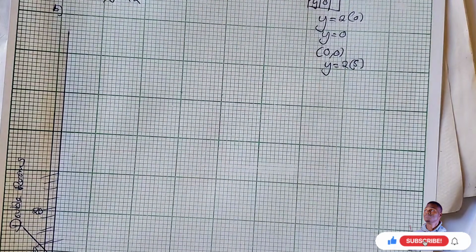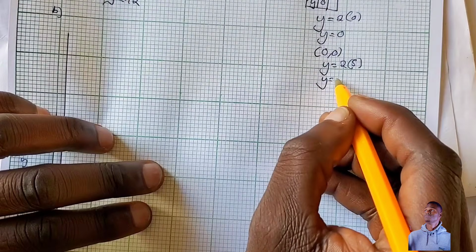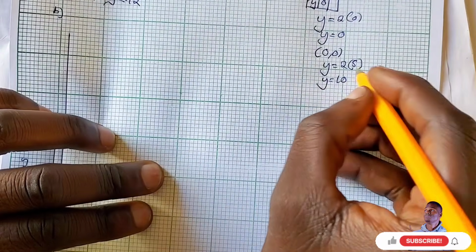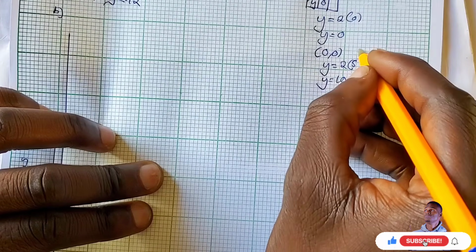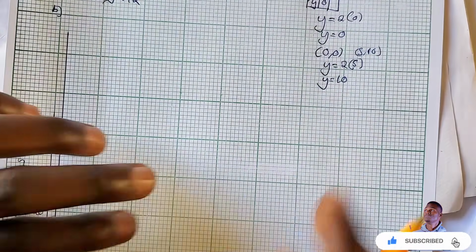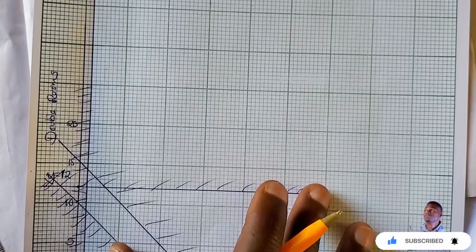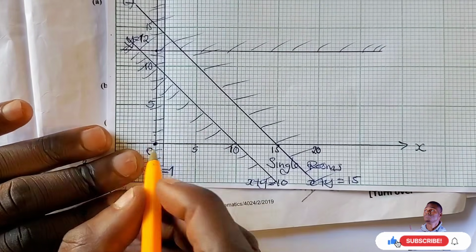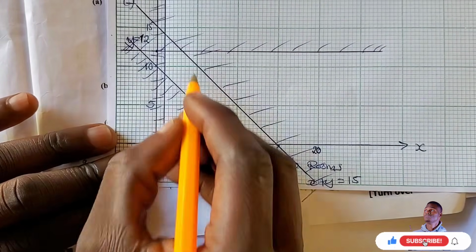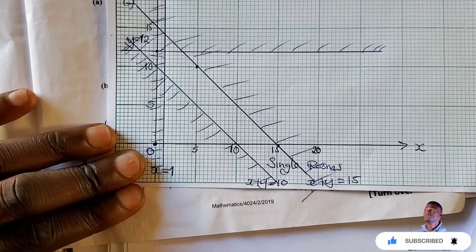So if x is 2, y is supposed to be 4. If x is 5, y is supposed to be 10. So y is 5 times 2, which is 10. So the coordinates we have used are x is 5 and y is 10. Now we come to our graph. Here is 10. 0, 0 is just here, the initial point. And 5, 10 here.